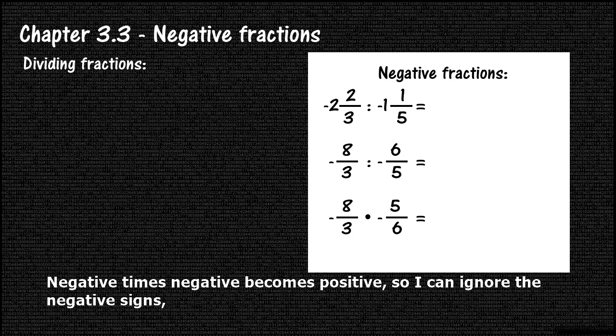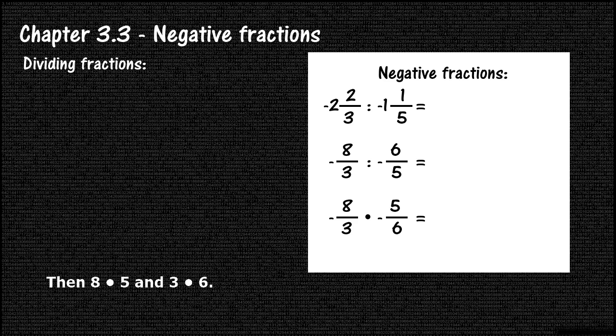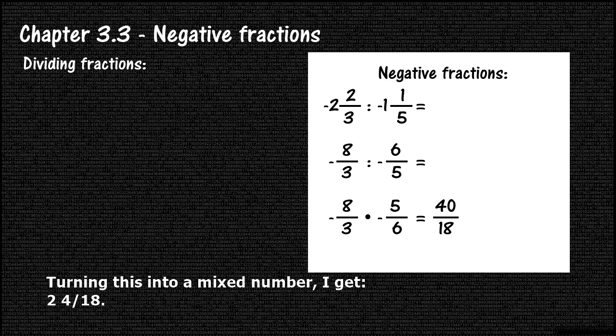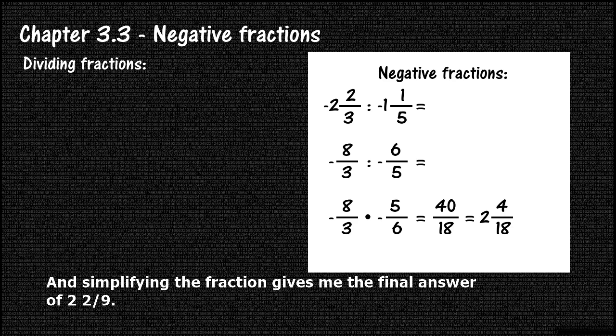Negative times negative becomes positive, so I can ignore the negative signs. Then 8 times 5 and 3 times 6. I get 40 over 18. Turning this into a mixed number, and I get 2 and 4 over 18. And simplifying the fraction gives me the final answer of 2 and 2 over 9.